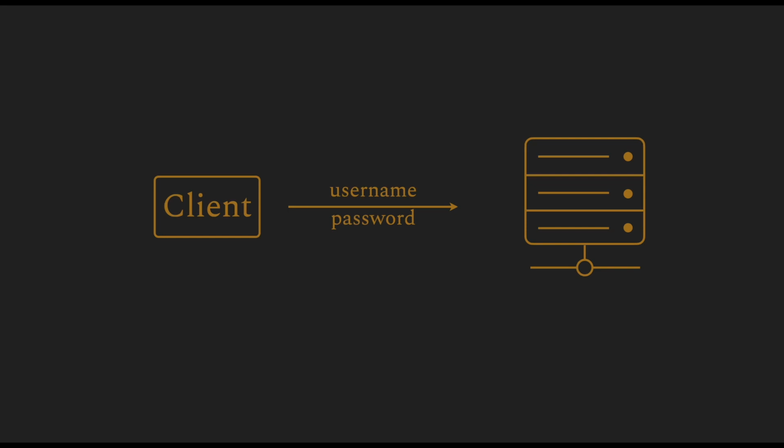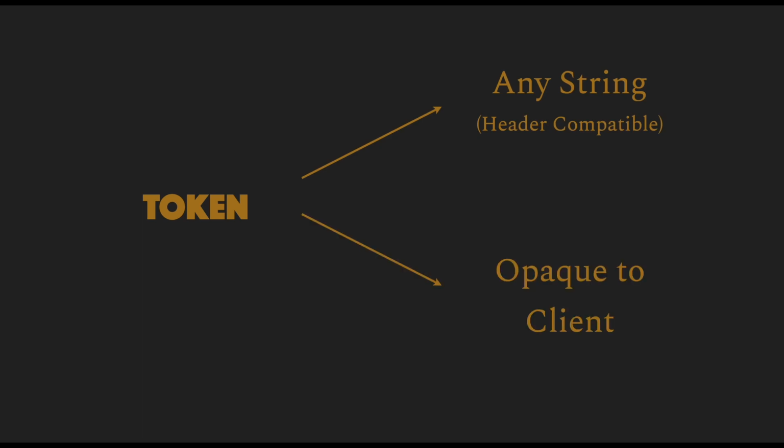In the basic authentication scheme, the client sends the username and the password to the server. In token-based authentication, the client sends something called a token to the server. A token is just any string that contains characters which are compatible with HTTP headers. The token is also opaque to the client, which means that the client cannot derive any meaning from this token. The job of the client is to simply directly pass on the string to the server without modifying it.